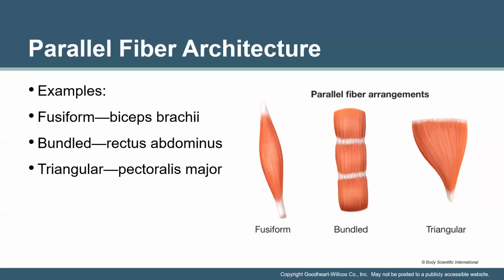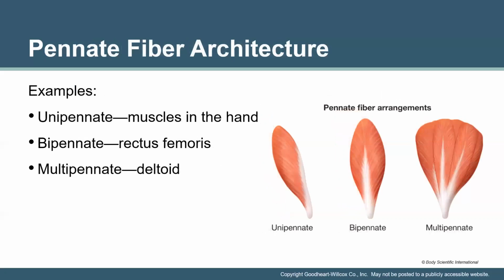This arrangement of fibers will enable shortening of the muscle and the movement of a body segment through a larger range of motion. Within a pennate fiber architecture, we can see three examples: the unipennate, the bipennate, and the multipennate. For example, the unipennate would be the muscles in your hand. The bipennate muscle would be the rectus femoris, and then a multipennate muscle would be the deltoid muscle.